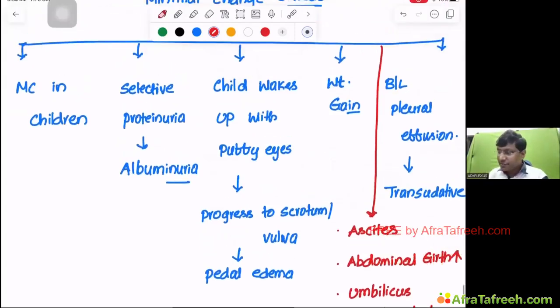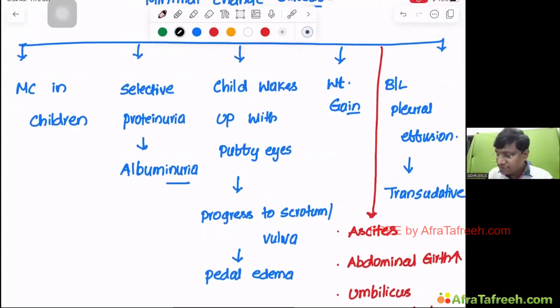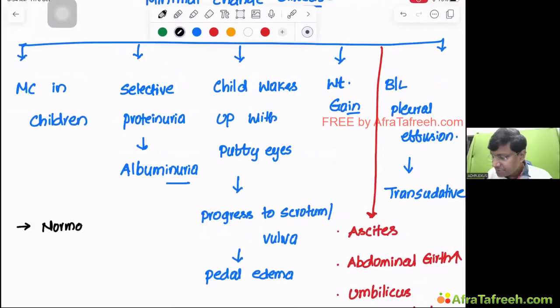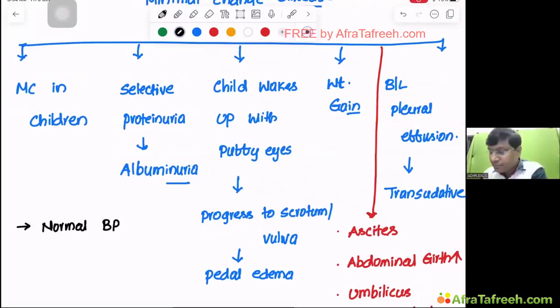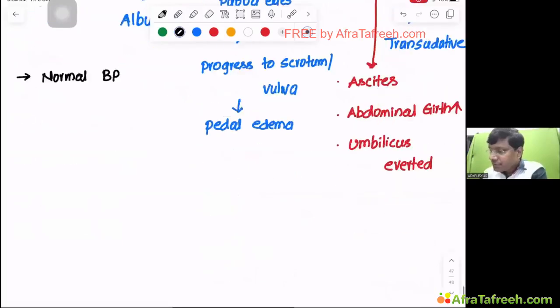And a very important point is that in these patients with minimal change disease, they will have normal blood pressure. The blood pressure is not elevated, whereas in other forms of nephrotic syndrome, the blood pressure is elevated. Now, how do you work up these patients?